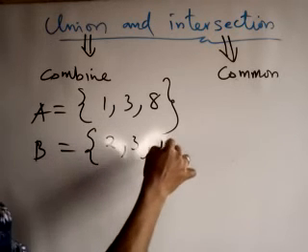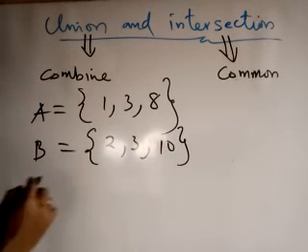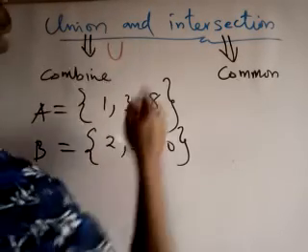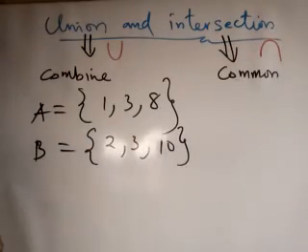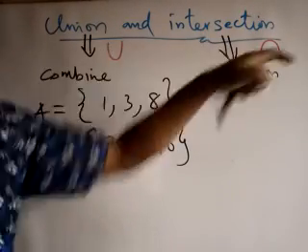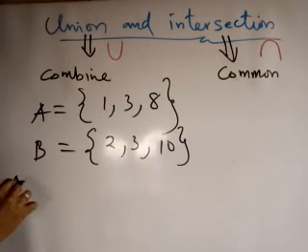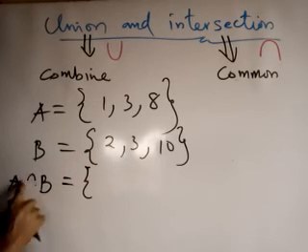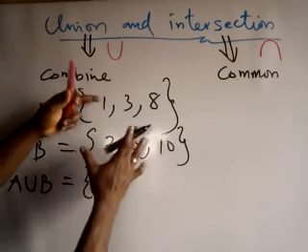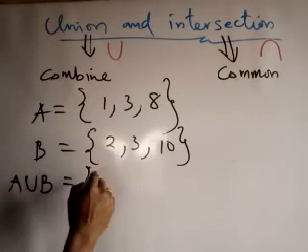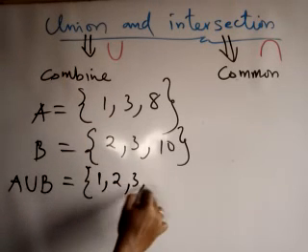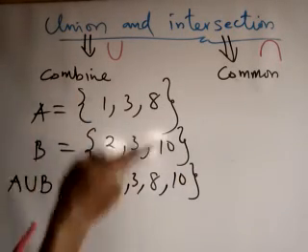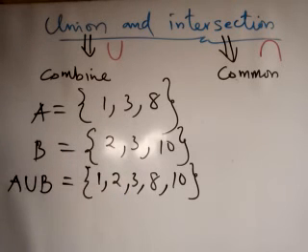2, 3, 10. The symbol for union is U, like this. And the symbol for intersection is like an N, like that. But it's not N, that's just the symbol. So if I ask you to give me A union B, I'm going to bring everything together without repeating any element. So that will be 1, 2, 3, 8, and 10. To write every element, union, combine every element, but no repetition. Please note, no repetition.